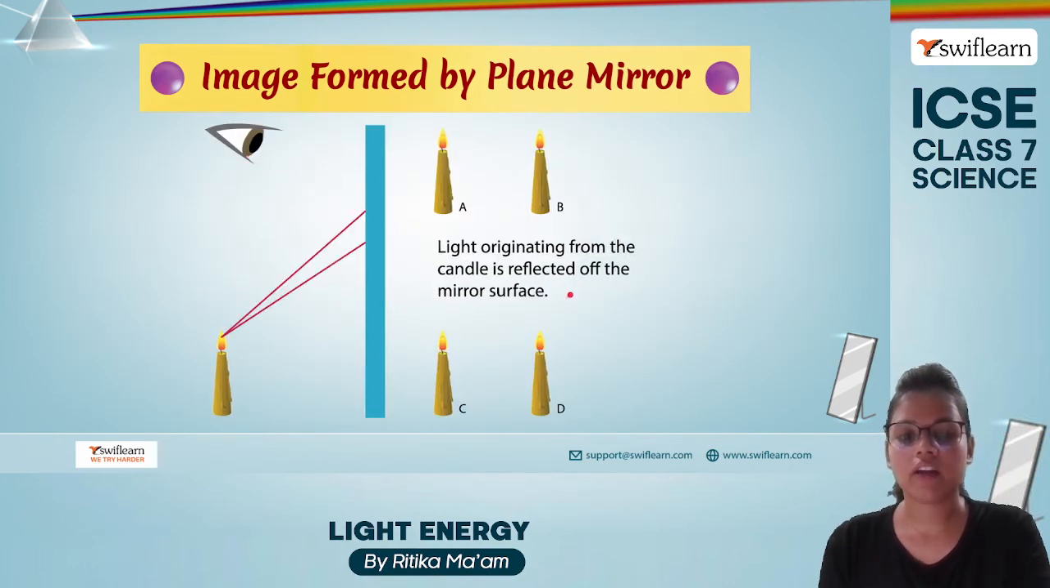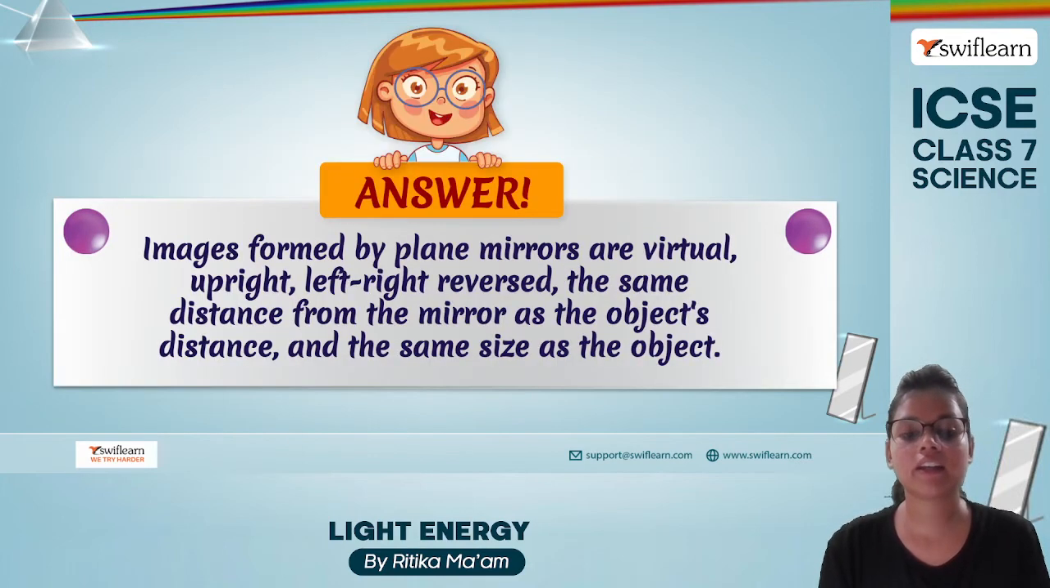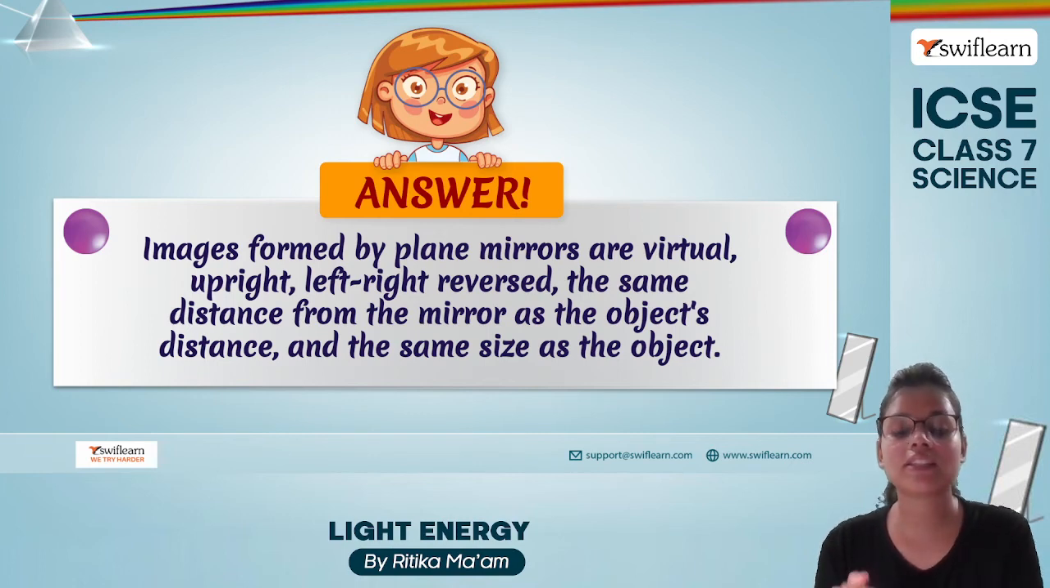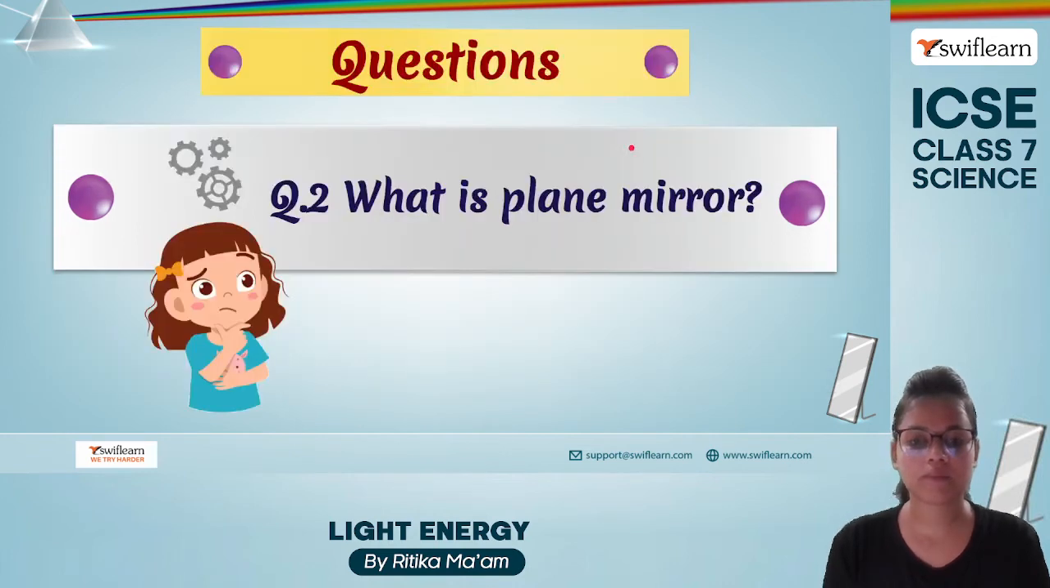Which type of image is formed by a plane mirror? It is a virtual image first of all, then it is upright, and left-right reversed. So the left side will be seen as right, and the right will be seen as left. The distance between the mirror and the image will be the same as the distance between the object and the mirror, and the size, obviously, remains the same in the plane mirror.